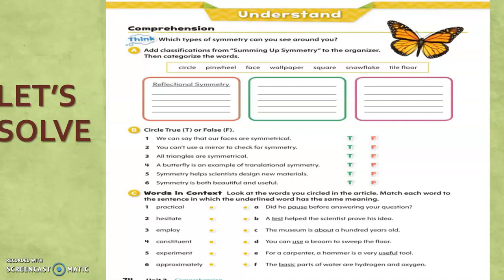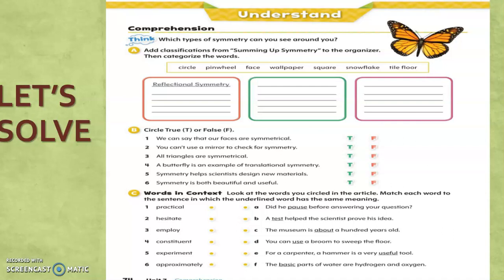Face is again a reflectional symmetry. The wallpaper shows us a translational symmetry. Then we have square. Square is again a kind of reflectional symmetry. Snowflakes, yes, it is rotational. And then we have tile floors, and it is translational symmetry. Very good. Now come to exercise B.